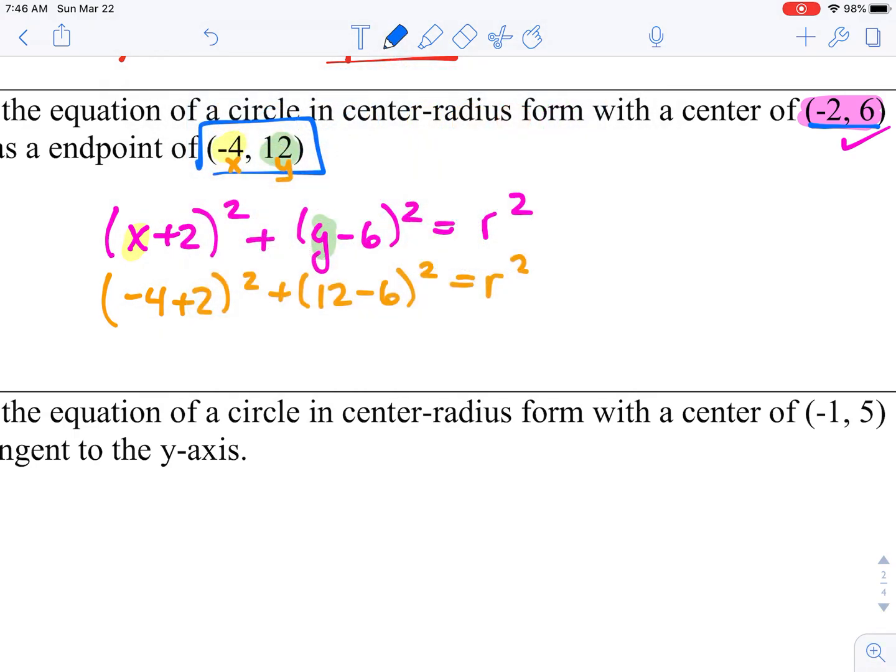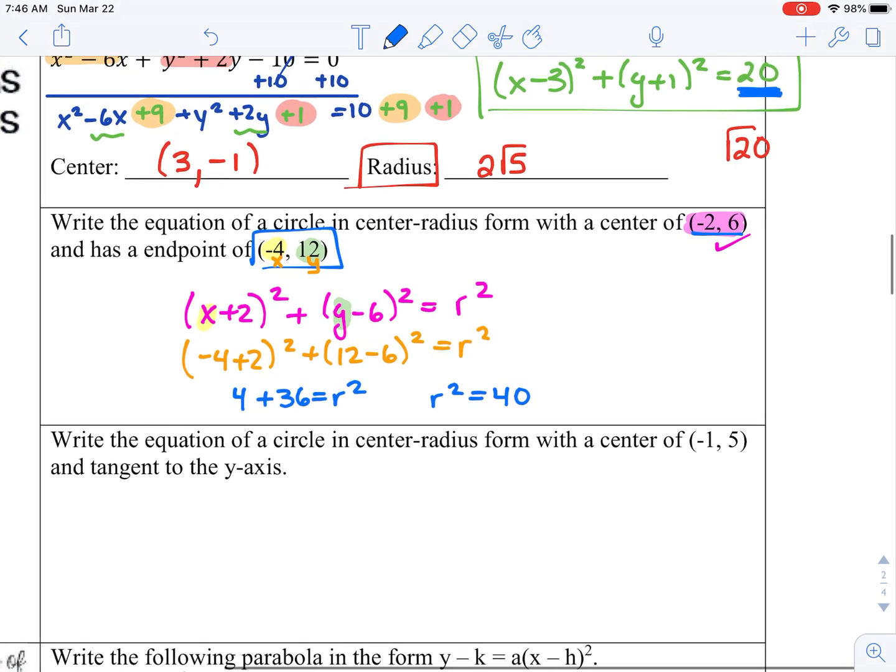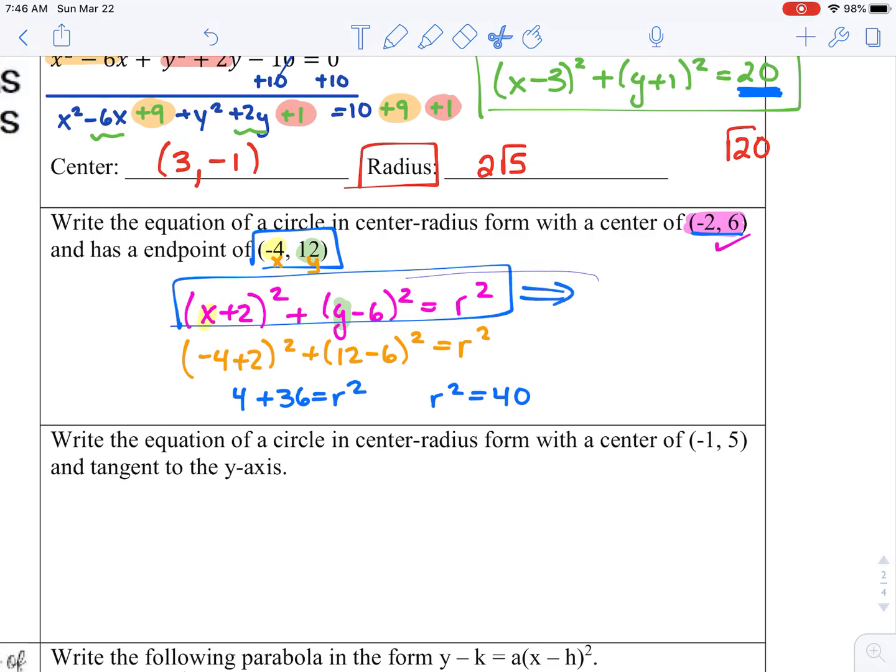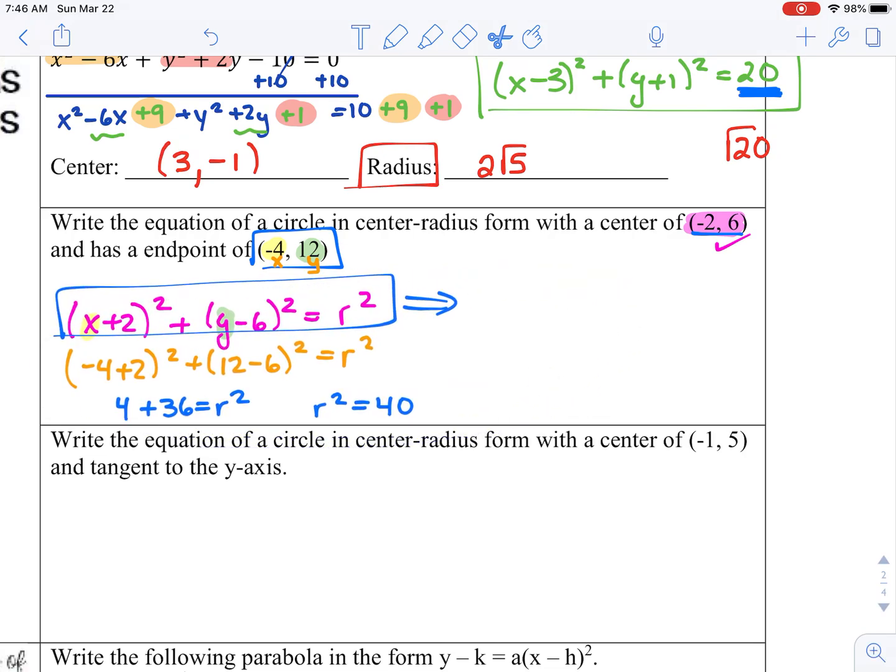-4 plus 2 is -2, and -2 squared is 4. 12 minus 6 is 6, and 6 squared is 36. And that means my r squared is 40. So they want us to write the equation. We're going to take this equation here, and we go back. We want to keep our center, and just replace the r squared.